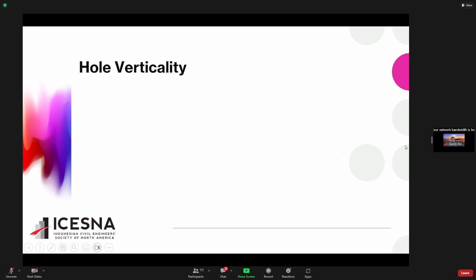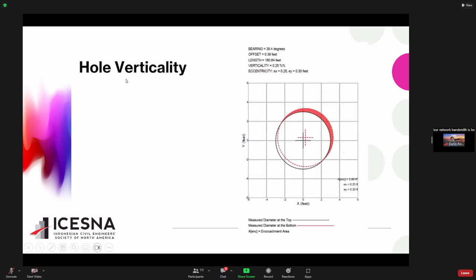And then measure the hole verticality. The red one is approximately the location of the pile, and the black is the one at the top. So you can see the eccentricity, right, between these 2 points. So here the verticality is 0.25%, right? Which is okay, because typically you want to limit the verticality to be less than 1%. So although this hole is not perfect, I think it meets the specification, so it's acceptable.